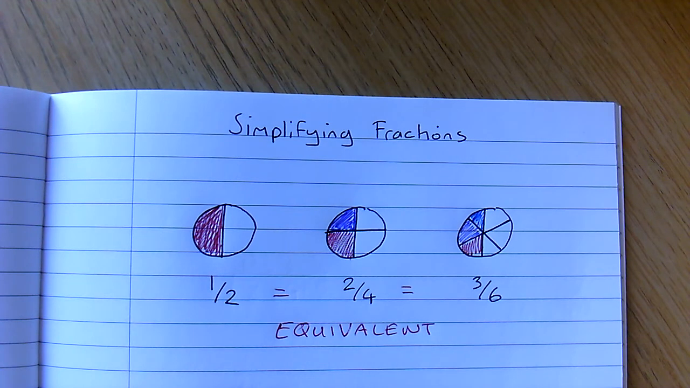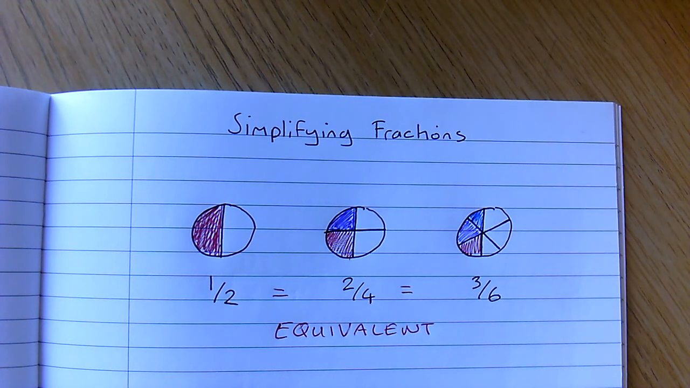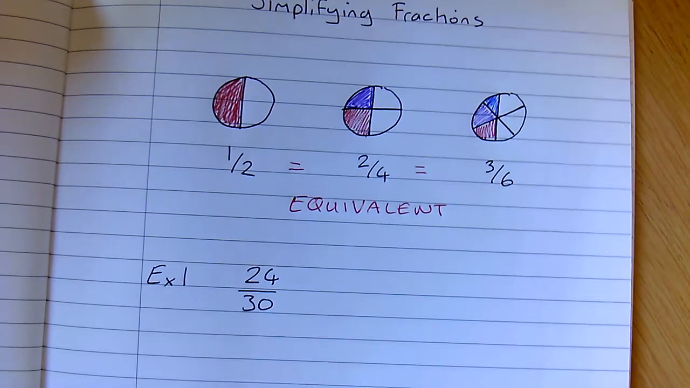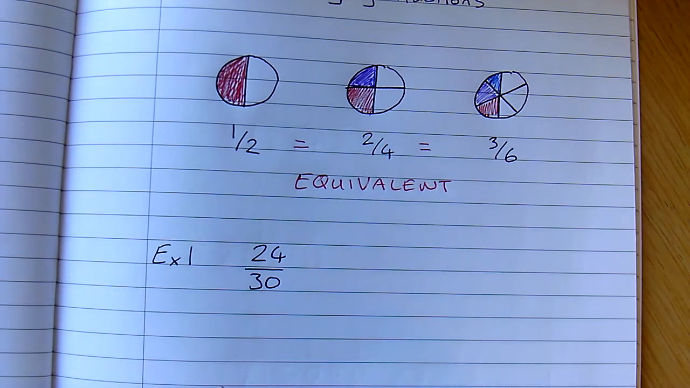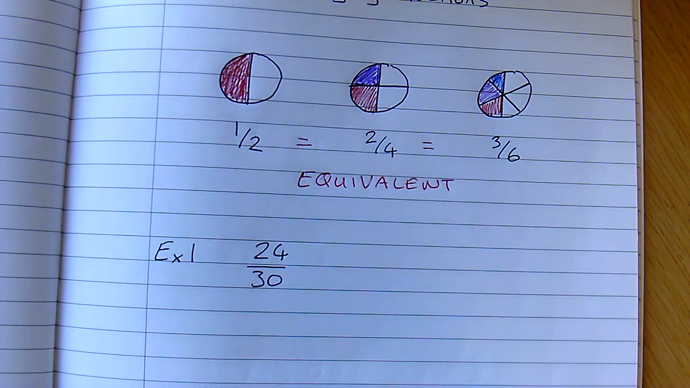Now we can use that to simplify. Now simplify is where we want to find the smallest possible numbers. It's quite straightforward, this one actually. So my first example, 24/30. Now most people halve a fraction and halve it and halve it and halve it, and there's nothing necessarily wrong with that, but it doesn't work in every case.